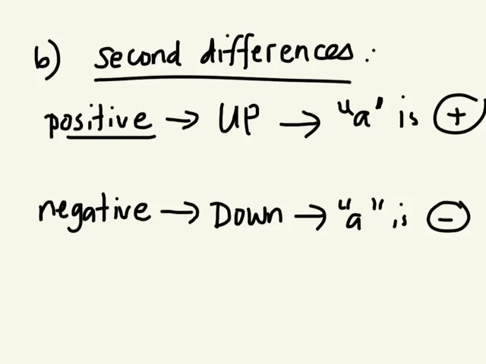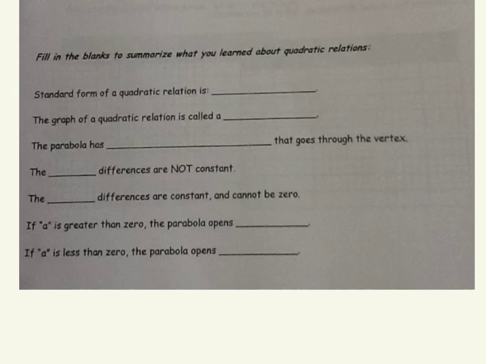So if I give you the equation y equals negative x squared, you know that this is going to open down, and my a value is negative 1, right? Okay? But what's the standard form of a quadratic relation? I just wrote it on the other page. y equals ax squared plus bx plus c.